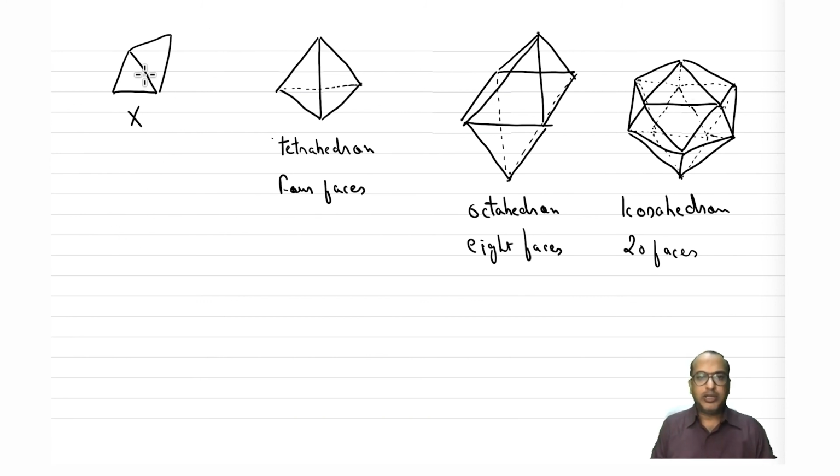Now if we try to combine more than 5 equilateral triangles at a given vertex, you cannot form a regular polyhedron. It will not fit into a regular geometry. So these are the only possibilities which can be formed by an equilateral triangle.